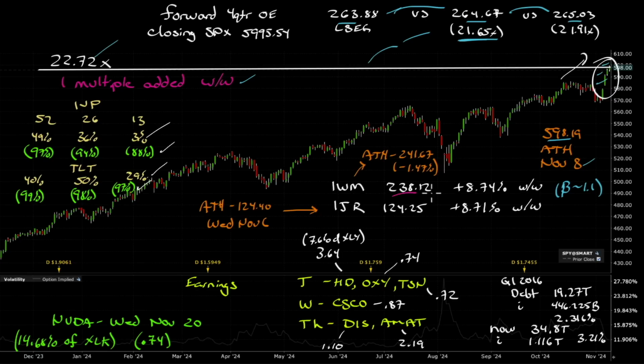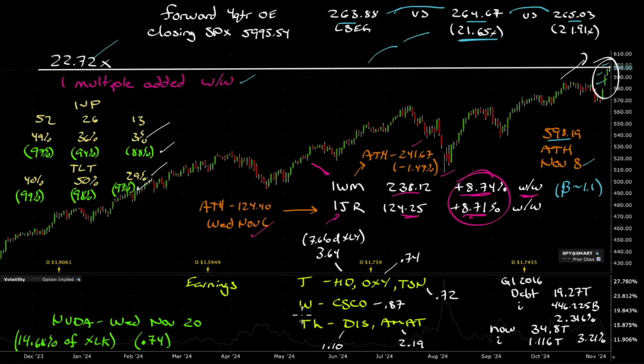IWM 238.12, up 8.74% week over week. All-time high is 241.67, sitting 1.5% below an all-time high. IJR is at an all-time high, or did hit an all-time high Wednesday, November the 6th, and is sitting 15 cents below that all-time high as of the close of Friday, up 8.71% week over week. Profitable small cap, unprofitable small cap, both with the same performance. That doesn't seem logical to me.